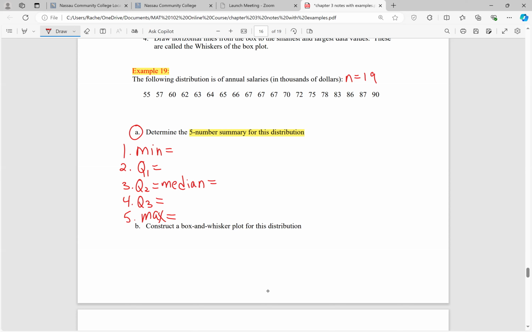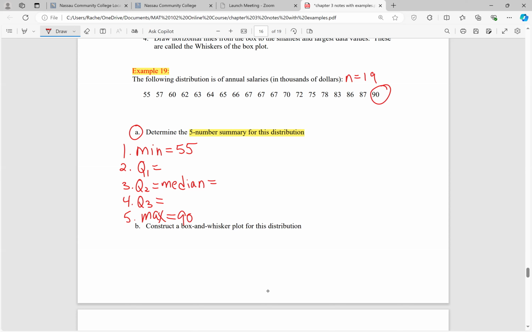Now, I already put this data set in order for you, but if you're going to find the 5-number summary by hand, you have to order the data first. But this data already happens to be in order. And now it's going to make it a lot easier to find these 5 values. So I think locating the min and the max are the easiest, right? So the minimum data value in the set is 55. And again, we're in thousands, it's 55,000. The maximum data value in the set is 90,000 or 90.